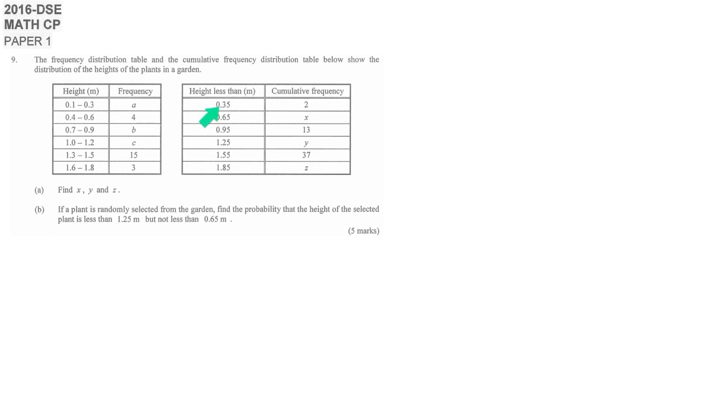For example, less than 0.35 means we just count the first group. And the second row, any data which is less than 0.65, that means not only the first group, but we also calculate the second group. So that's why it's called cumulative. The third row here, less than 0.95, means the first group, second group, also the third group, representing 13.